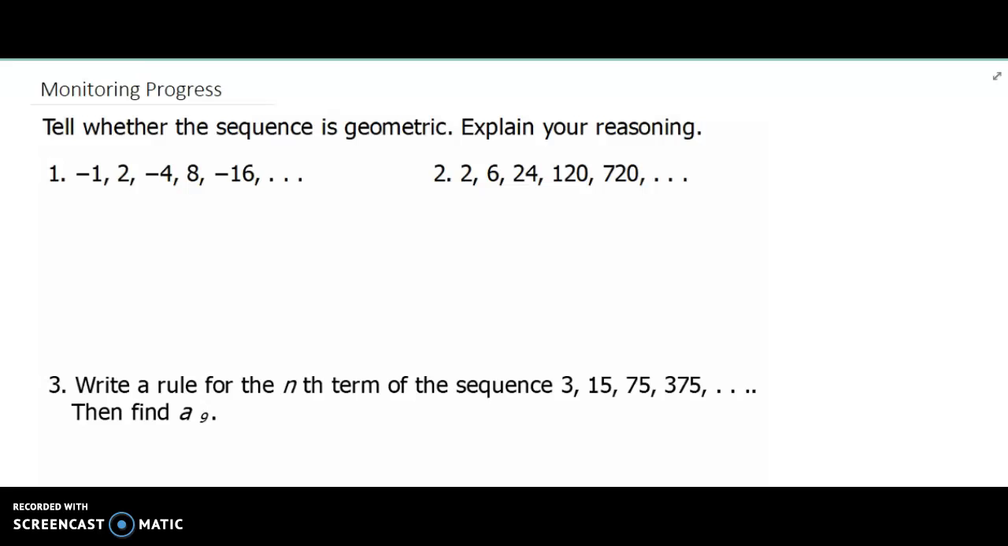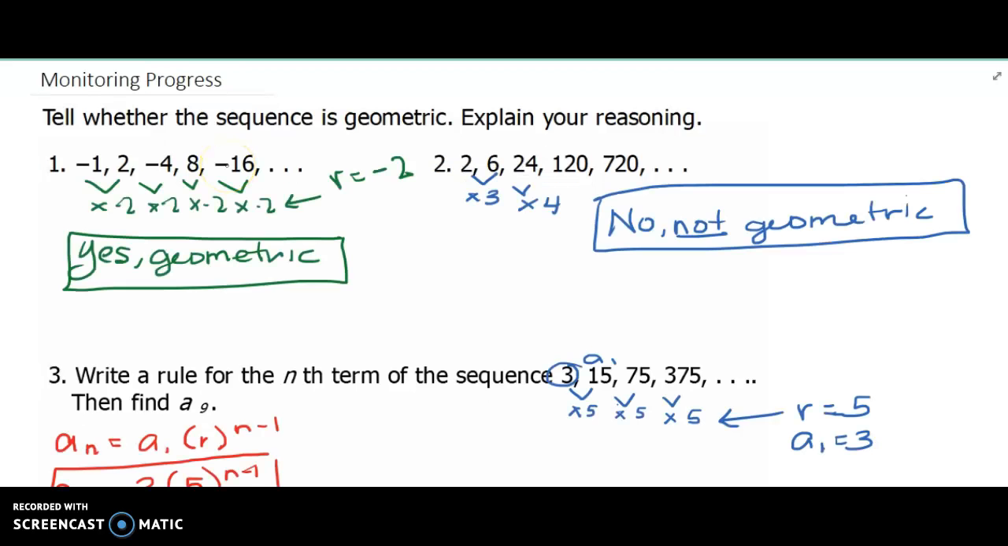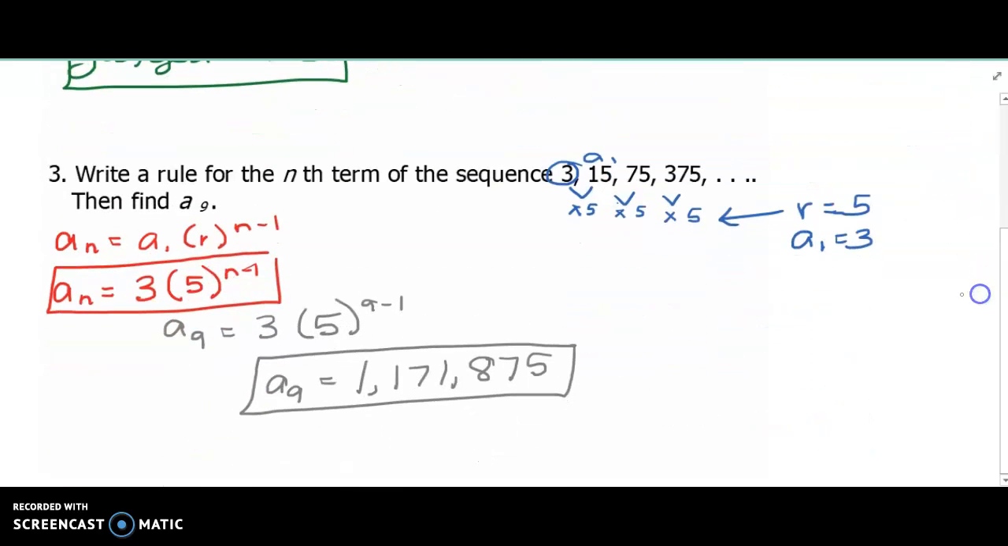All right, if you feel like you need more practice on the first 2 examples, go ahead and pause this video. Try to work through these 3 monitoring progress questions, and then I will flash up on the screen the answers to them. All right, so hopefully you worked through these monitoring progress, and this is what you should have gotten. So here's the first 2, geometric, not geometric, and then here's the answer to this one.